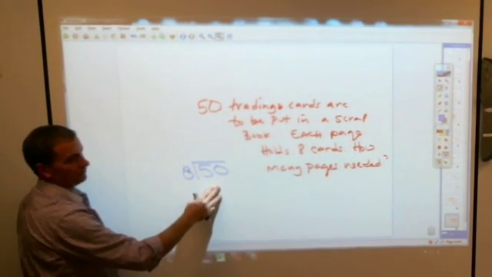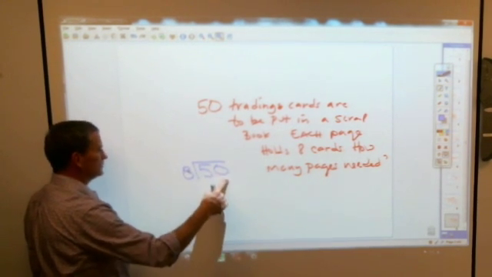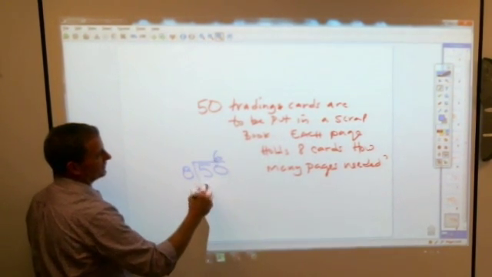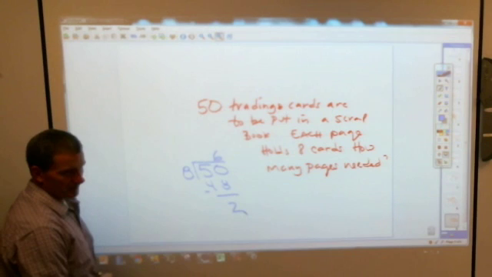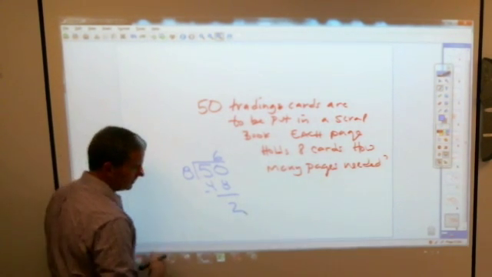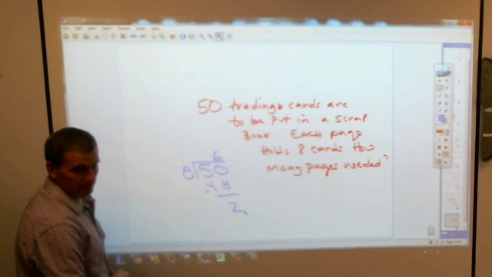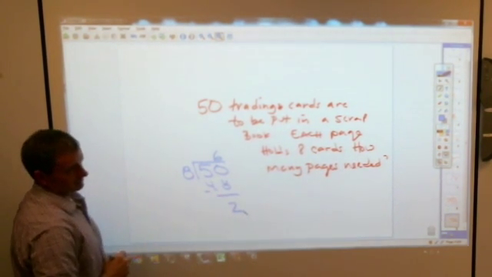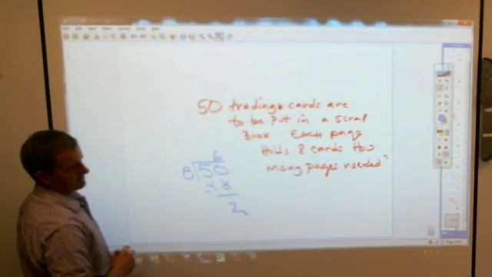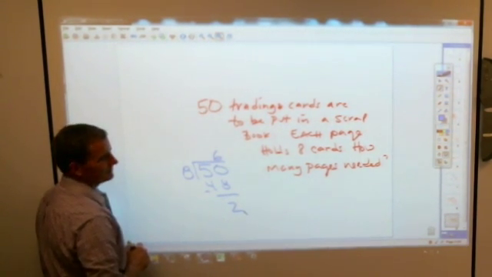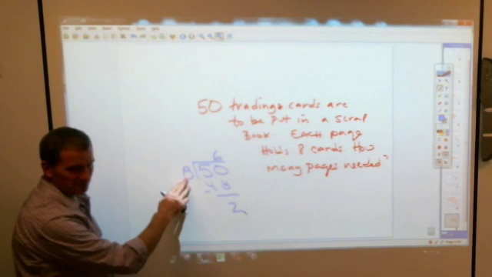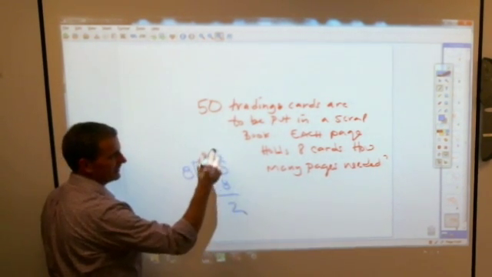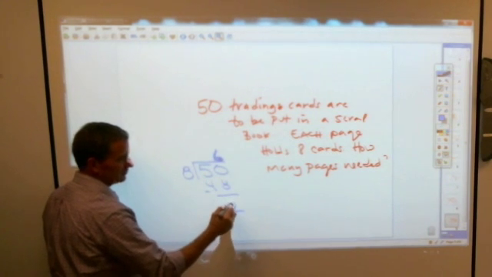How many times does 8 go into 50, Andrew? You got 6 times. That gives me 48. I subtract and I have 2 cards left over that are not on a page. Can I have a remainder 2 of a page? I can't. So Andrew, how many pages will I need? I have 50 cards. 8 of them go on a page. So I divided 8 into 50. I got 6, remainder 2, but I can't have a remainder of 2.